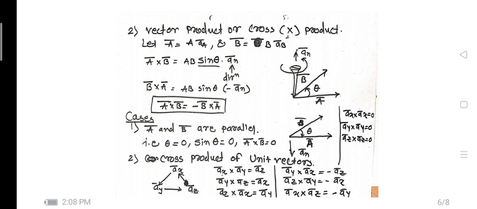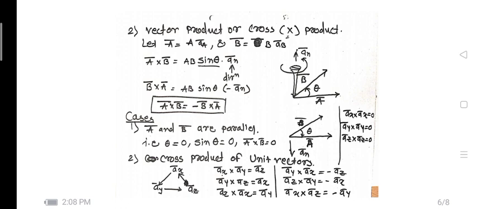So if I take a reverse multiplication, that means b bar cross a bar, in that case the direction will be negative. That means the screw will head in the downward direction, hence a bar n will change its sign. So in that case b bar cross a bar is equal to ab sin theta into minus a bar n, and in that sense we can verify this property, a bar cross b bar is equal to minus b bar cross a bar.